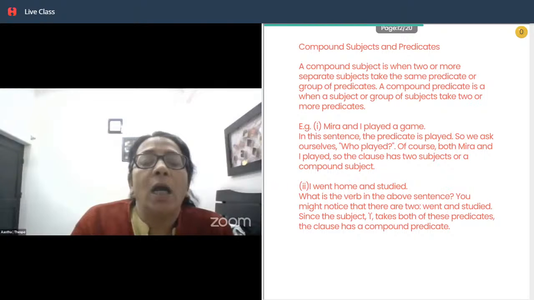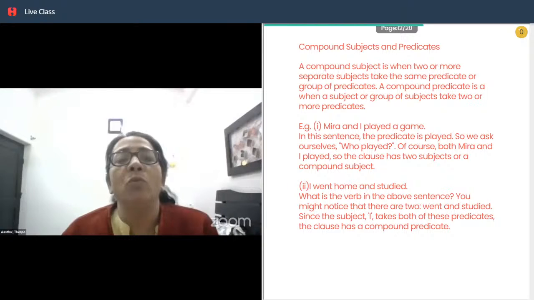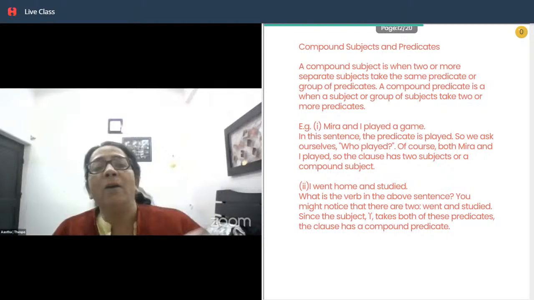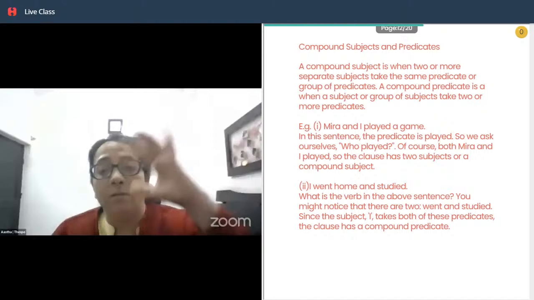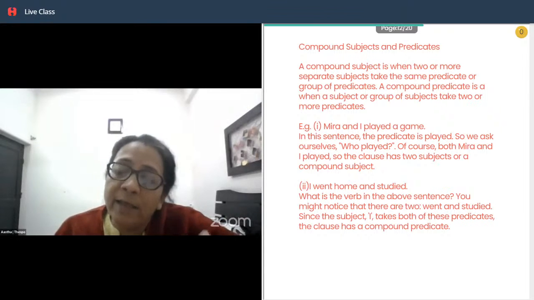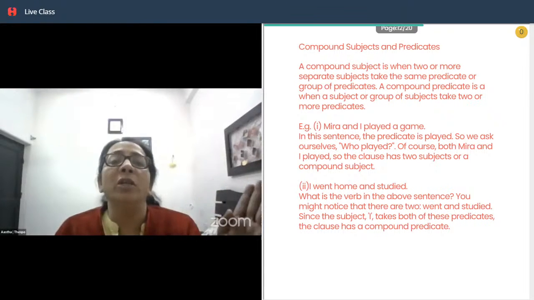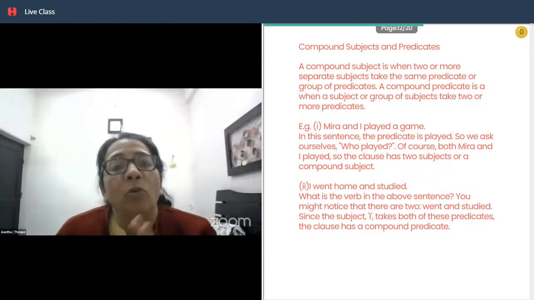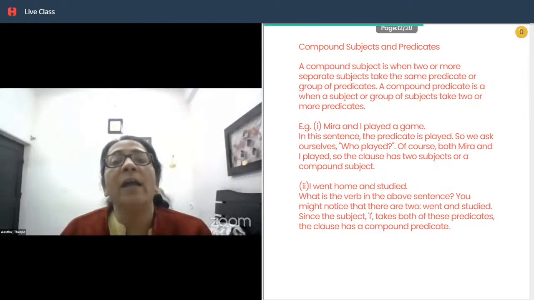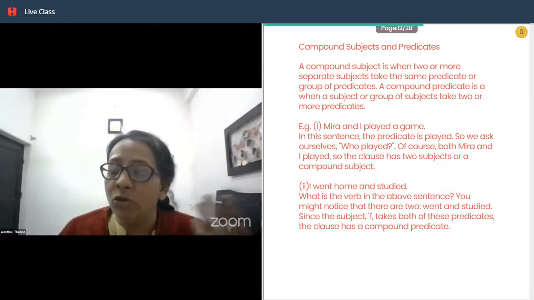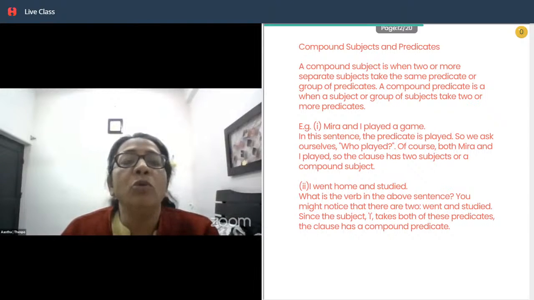Let's see. A compound subject is when two or more separate subjects take the same predicate or group of predicates. What do you find in a compound subject? You will find two or more separate subjects. That's what I said. What happens when there is a sentence which is going long? There is an expression which is required. It might be talking about more than one thing. So in that case you will find more than one subject. So there can be more subjects there. More separate subjects take the same predicate or a group of predicates.